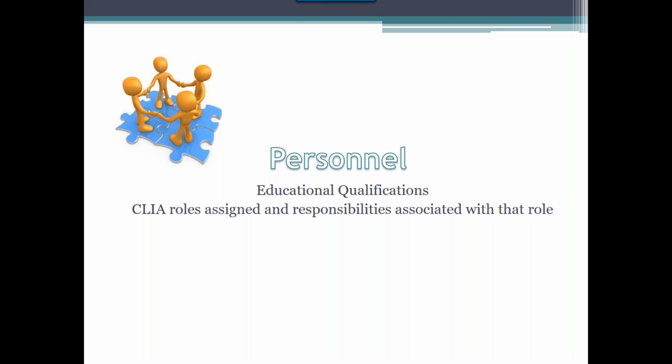So the last topic we are going to touch upon are the personnel qualifications for the histology department. Additionally, we are going to talk a bit about the CLIA roles and the responsibilities that are associated with those roles.